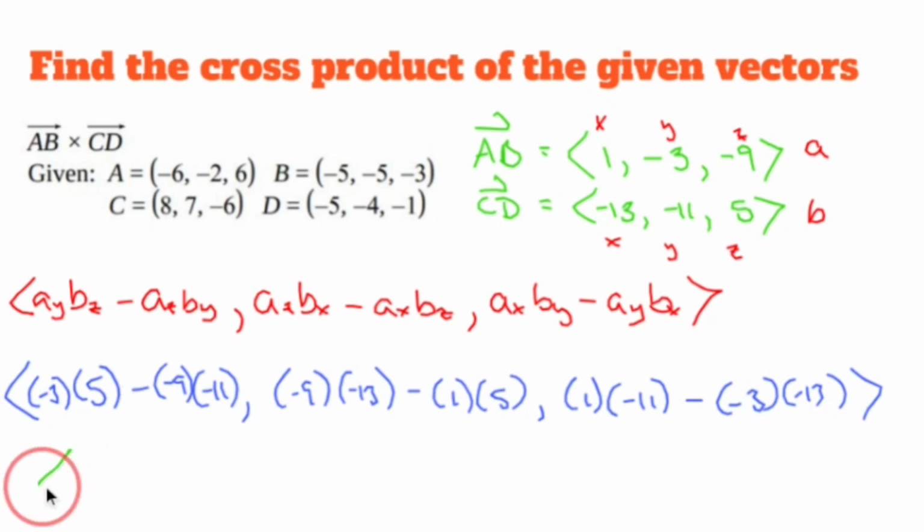Multiply and subtract. These guys end up being negative 114. Multiply and subtract. These guys end up being 112. Multiply and subtract. These guys end up being negative 50.